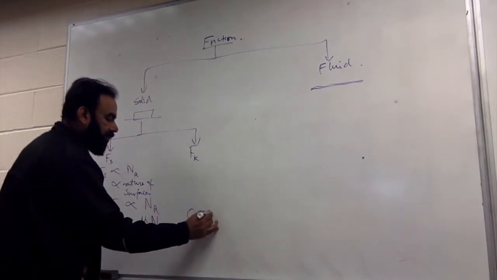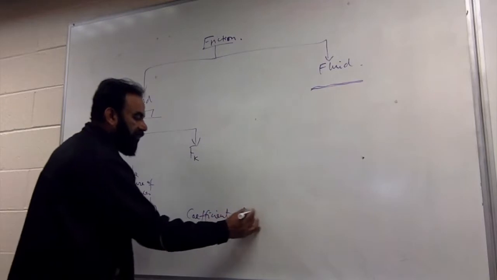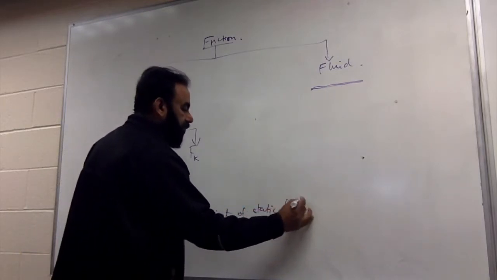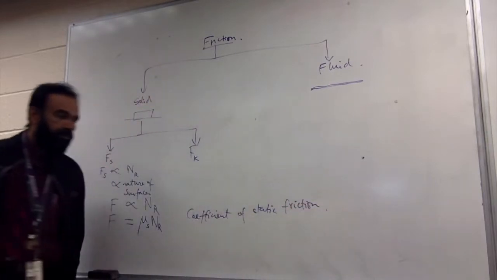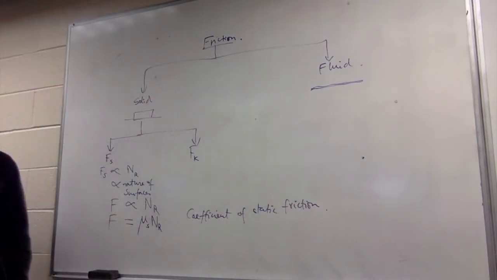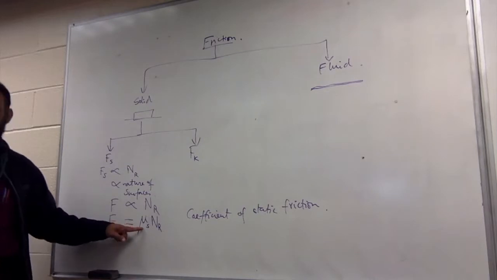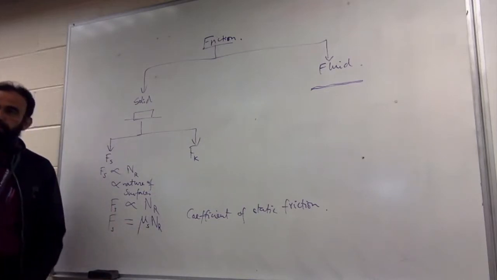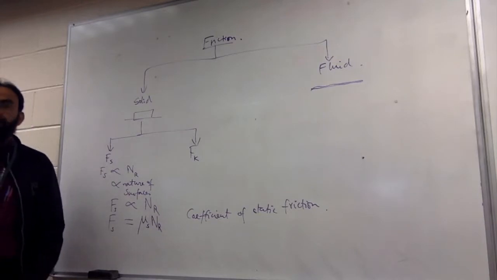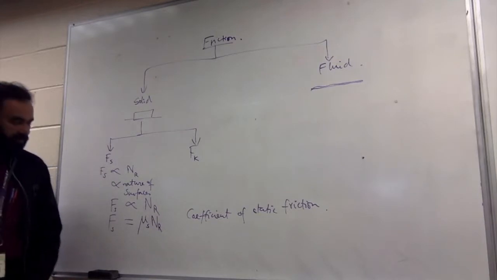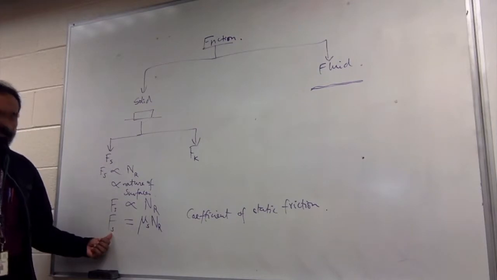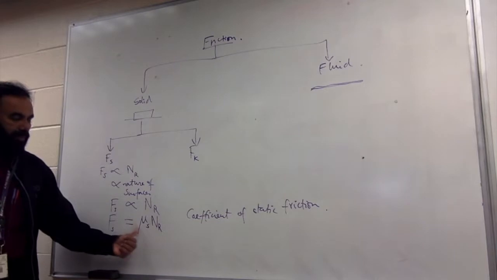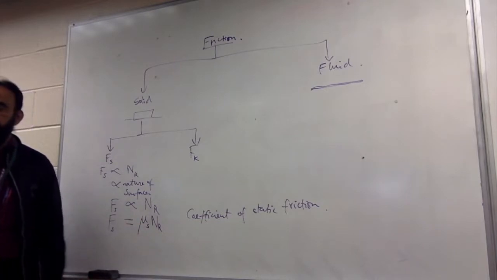Coefficient of static friction is this mu s. And what is this? It is the static friction, the limiting value, the peak value. When things are about to slip, that is equal to mu s times NR. Mu s is the coefficient of static friction. It has no units.